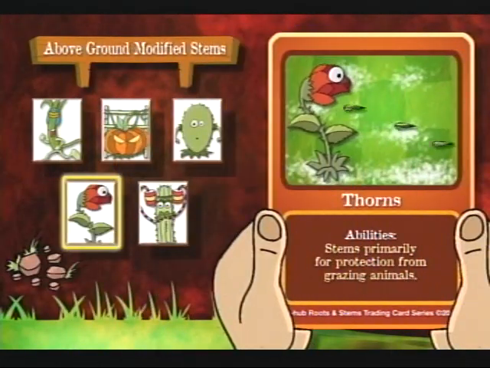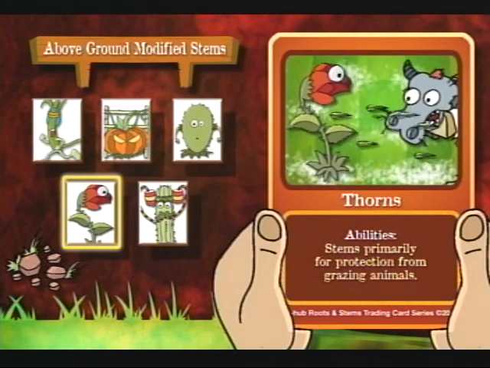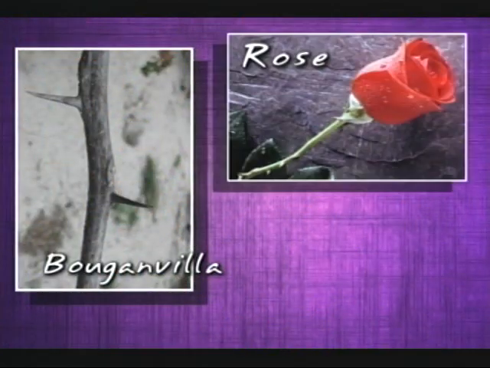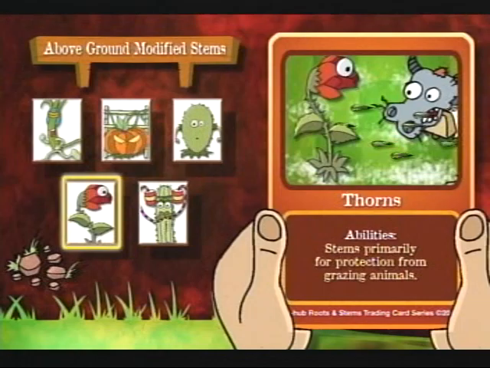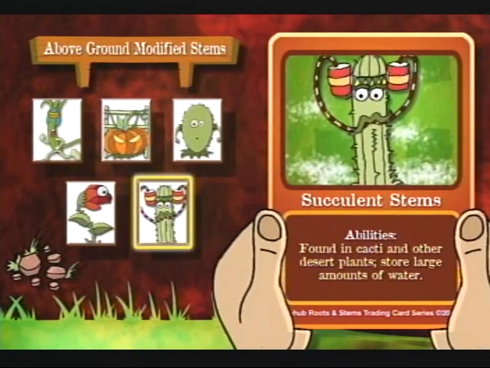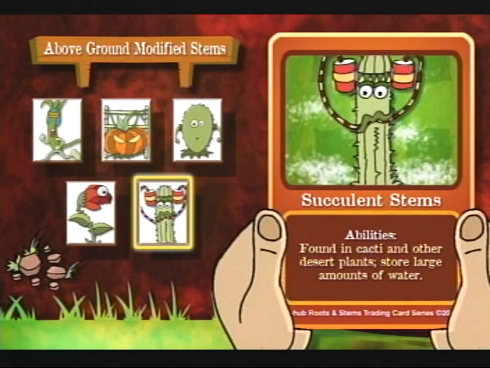Thorns are modified stems primarily for protection from grazing animals. Bougainvillea, roses, and pomelo have thorns. Succulent stems found in cacti and other desert plants store large amounts of water.